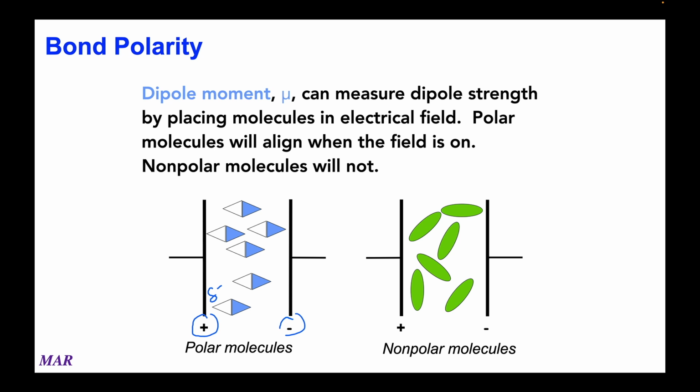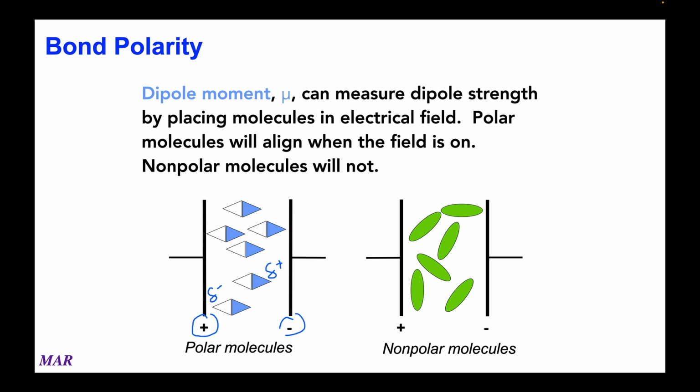sides. They're attracted to the positive sides. On the other hand, the blue triangles, those are the positive dipoles. They're going to be attracted to that negative part on the right-hand side. So polar molecules, you can sometimes separate them from nonpolar molecules by putting them in an electric field.